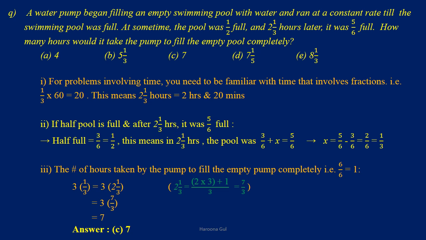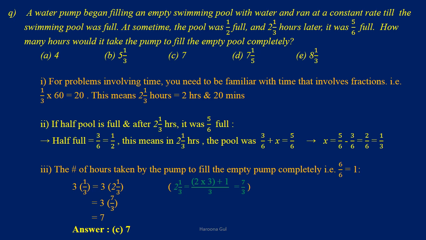1/3. So, if 1 part out of 3 total parts is filled into 1/3 hours, this means we are going to multiply 1/3 by 3 to get the total number of hours it takes to fill the empty pool completely. So solving it, we get 7 hours, which is the answer choice C, right?